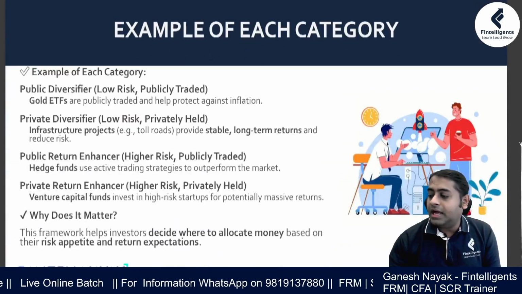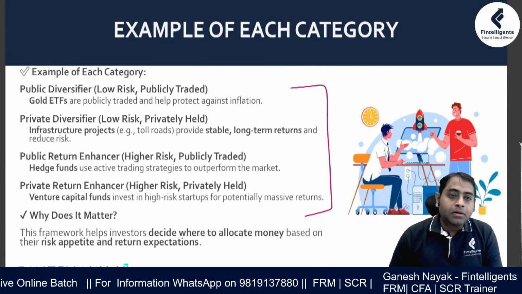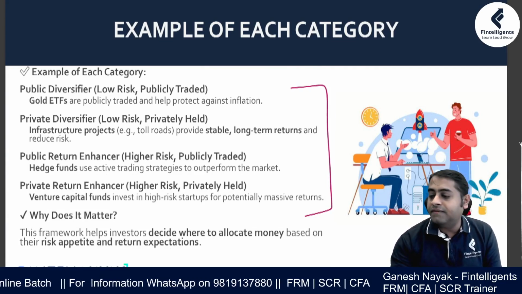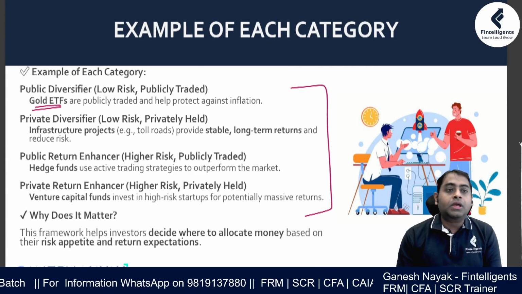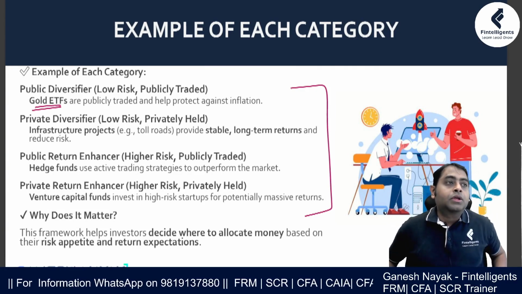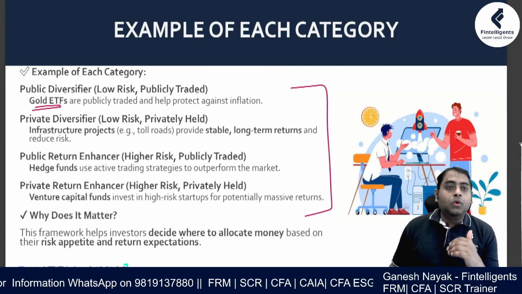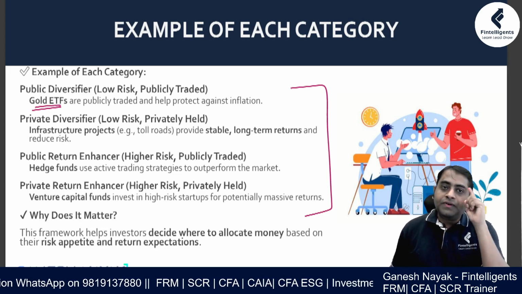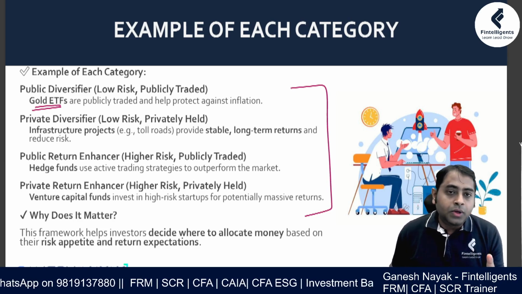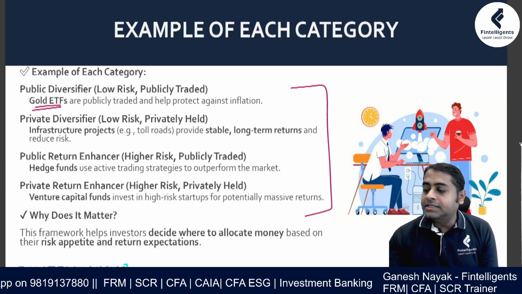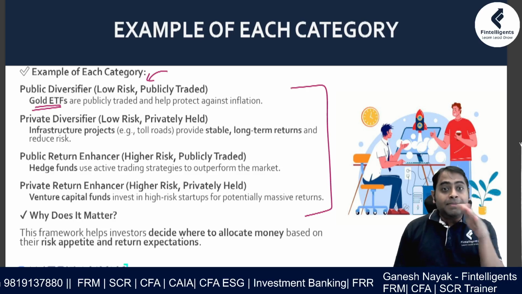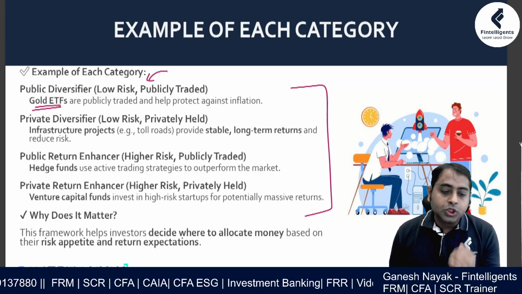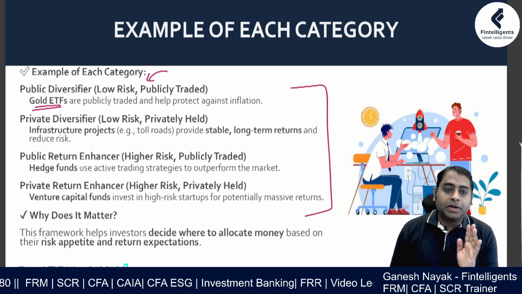Over here I've given an additional example. Look at this. If you're investing into a gold ETF, instead of buying physical gold, you're buying a gold ETF which is listed on the exchange. So first of all, it is publicly available, publicly traded, and this is low risk because it is backed by that asset price. Whenever the gold price goes up, it will be protected.